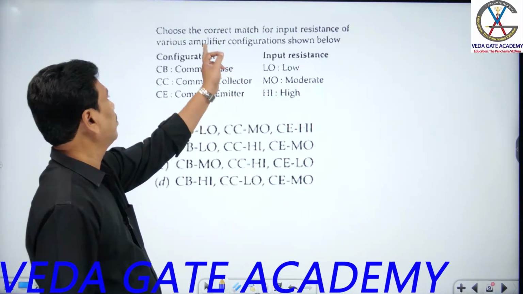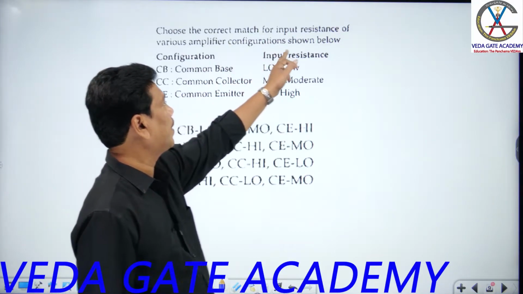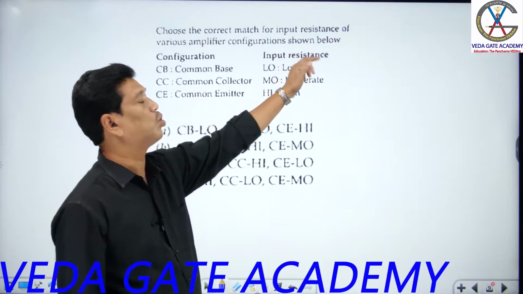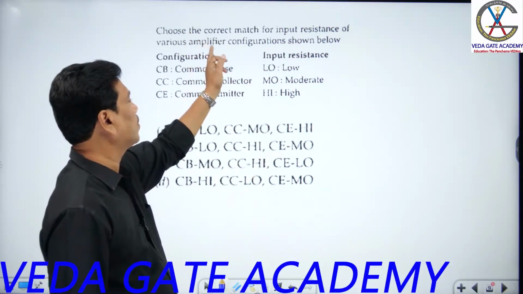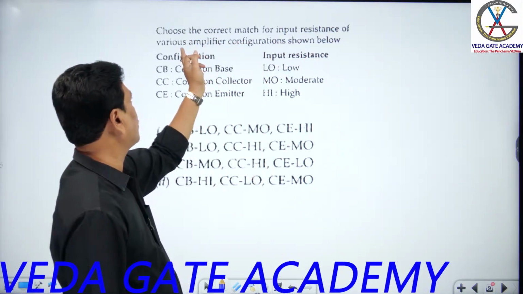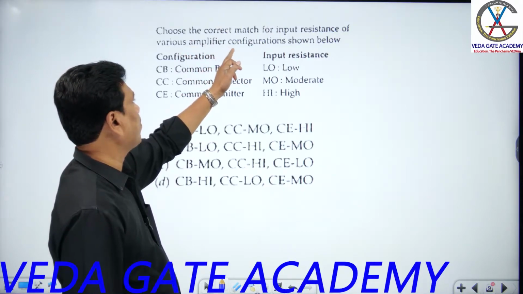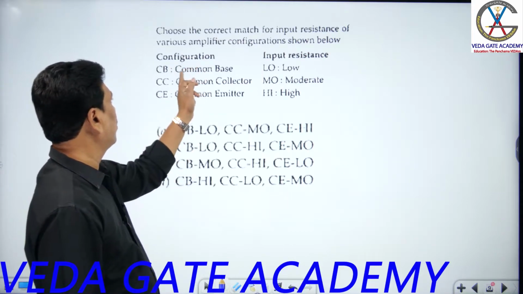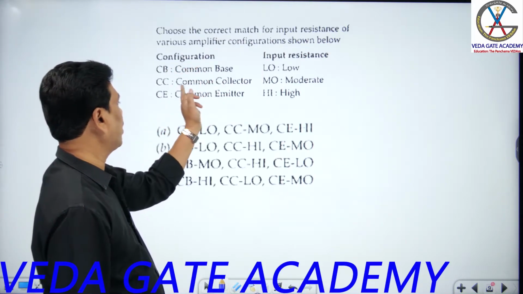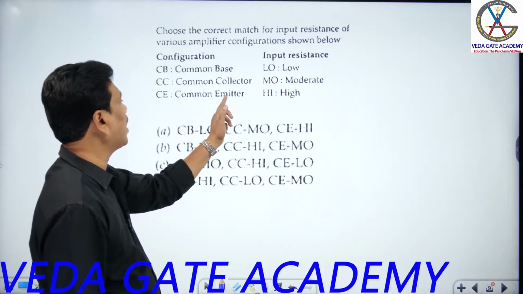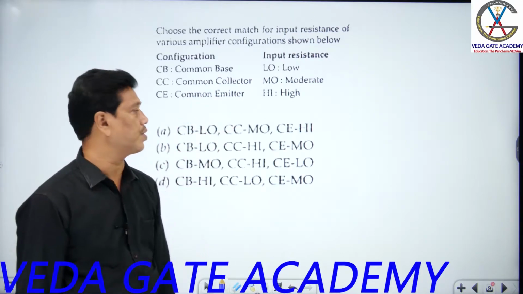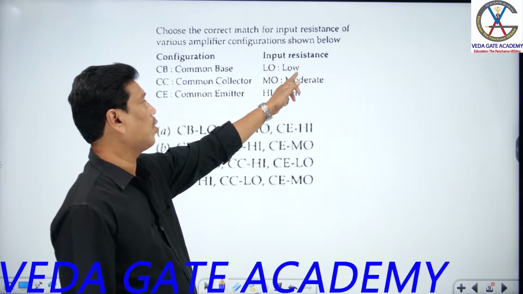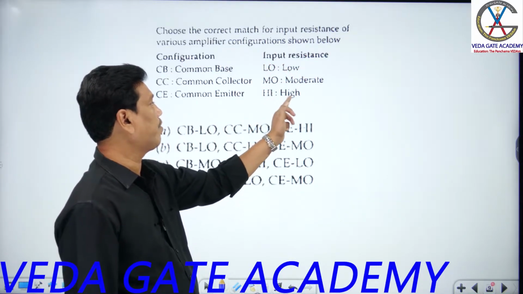See this one now. Choose the correct match for the input resistance of various amplifier configurations shown below. Okay, so this one now students. First one common base configuration, next one common collector configuration, next one common emitter configuration. Three configurations given, so input resistances may be given as LO for low, MO for moderate, HI for high.